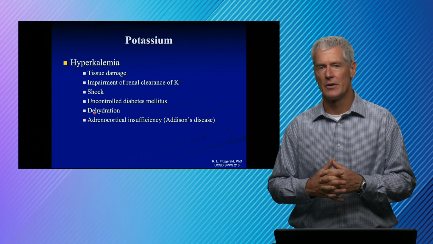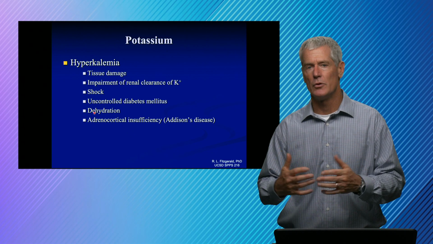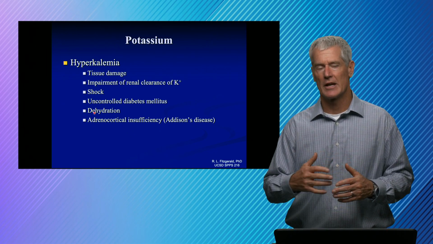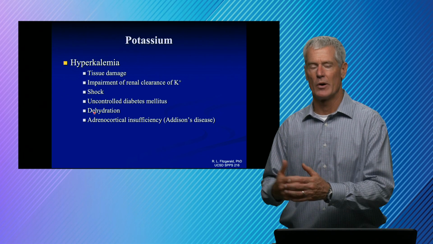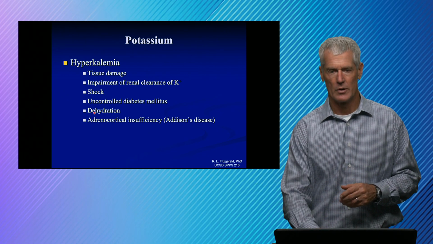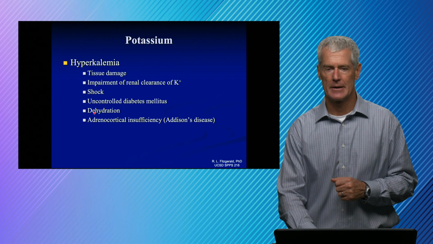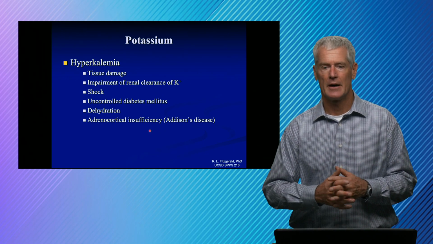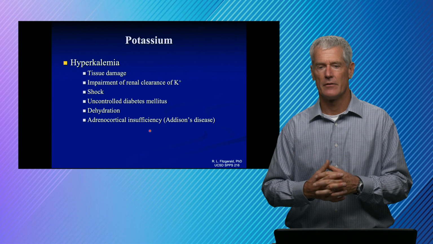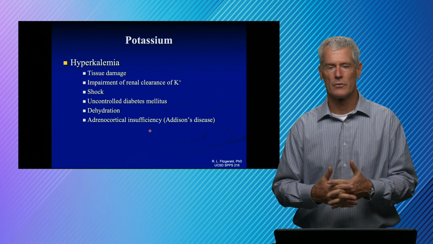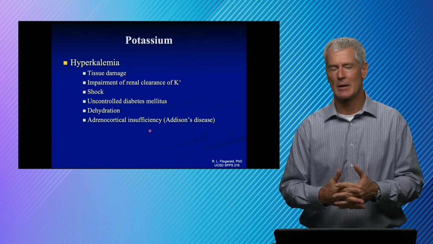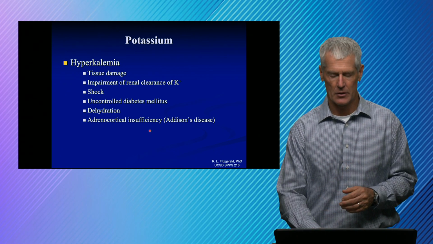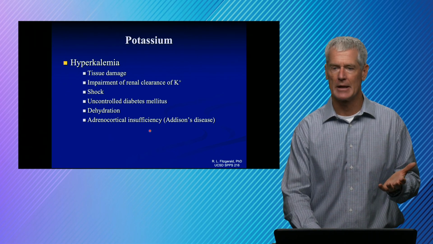Basically, in diabetes you are unable to utilize sugar, and the way that sugar gets into cells is it takes potassium with it, and so in that case, you get hyperkalemia. Dehydration, that makes sense. If you have insufficiency of adrenal hormones, you become hyperkalemic because aldosterone helps you excrete potassium. And if you don't have aldosterone, you become hyperkalemic.